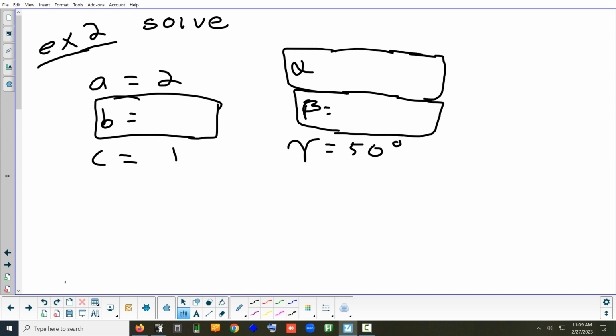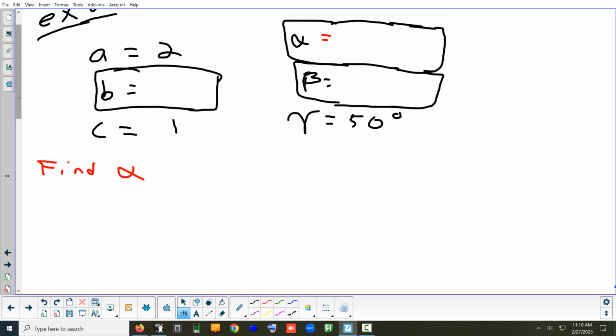Okay. So based on what you're given, what do you have to find first? Alpha. You don't have any choice. You've got to do alpha first. So let's find alpha. And what's going to be my proportion that I set up to find alpha?